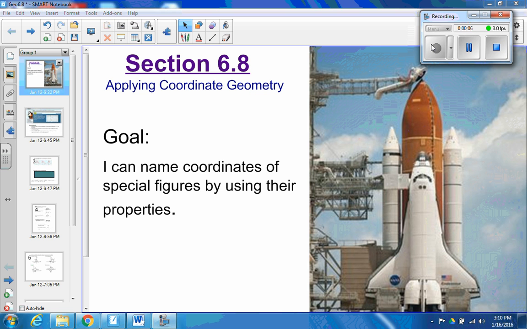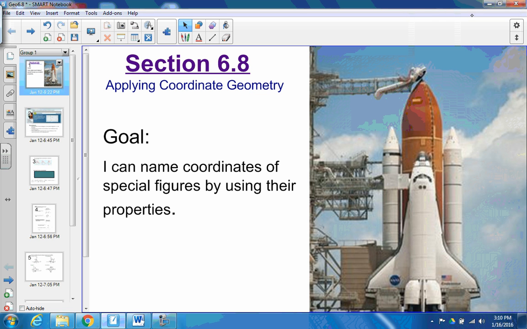All right, geometry students, this is section 6-8. I have a picture over to the right. That is, I believe, the spaceship Endeavor or spaceship Enterprise.